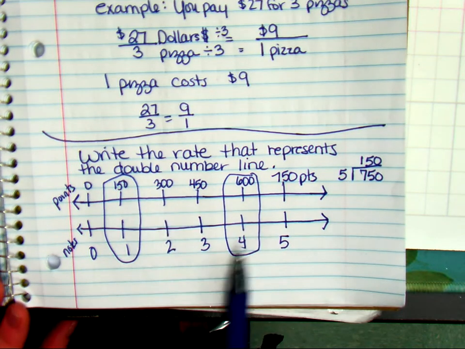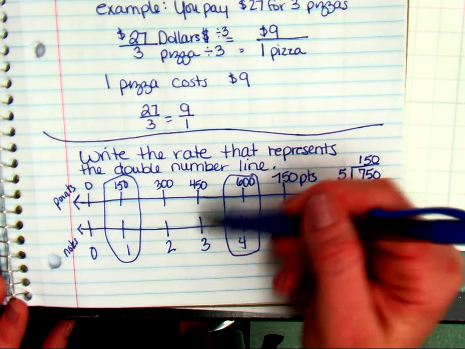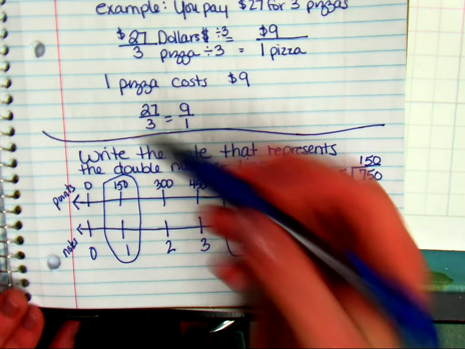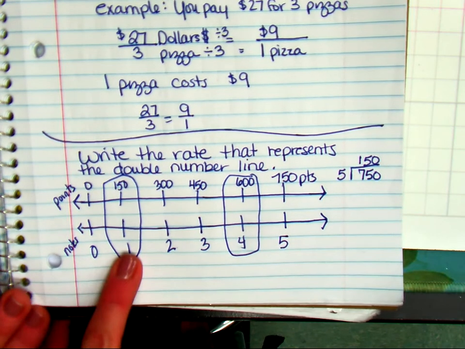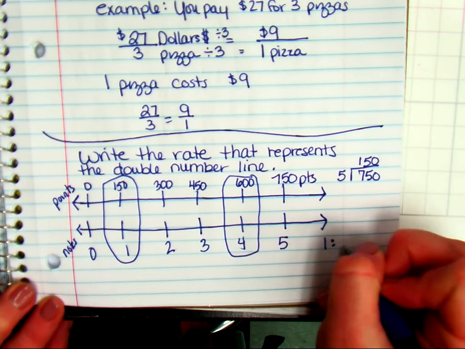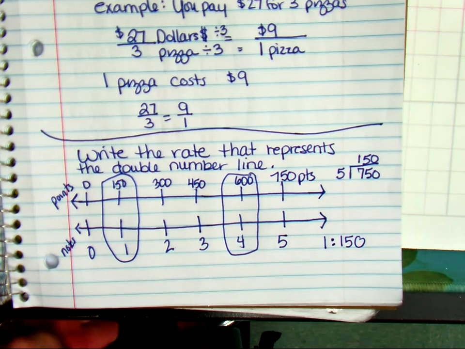Now in this case, any of these times where these numbers match up, that could be considered a rate. But if I wanted to find the unit rate, I would look at where it hits 1. So here I have 1 equals 150 points, so my unit rate would be 1 to 150.